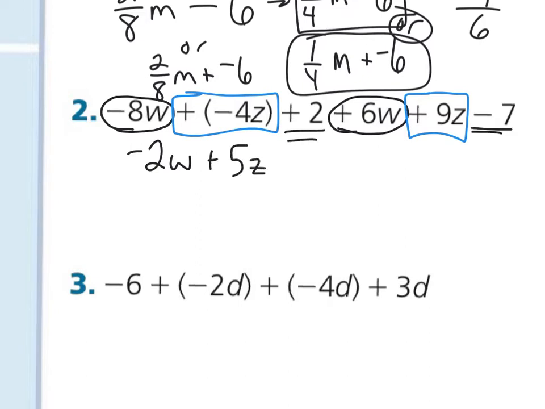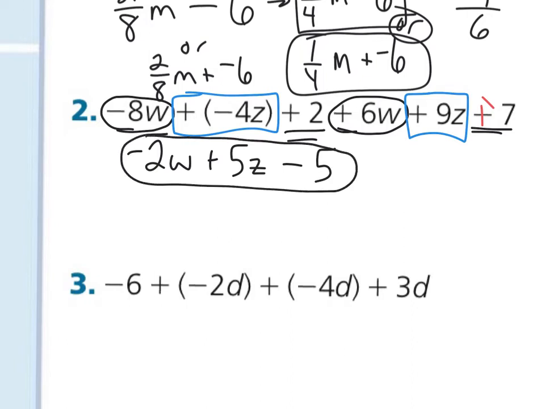And then we've got 2 minus 7. If you want to add the opposite, you can. 2 plus -7, that'd be -5, or plus -5 if you want. So you could have that, or you could have -2W plus 5Z plus -5.